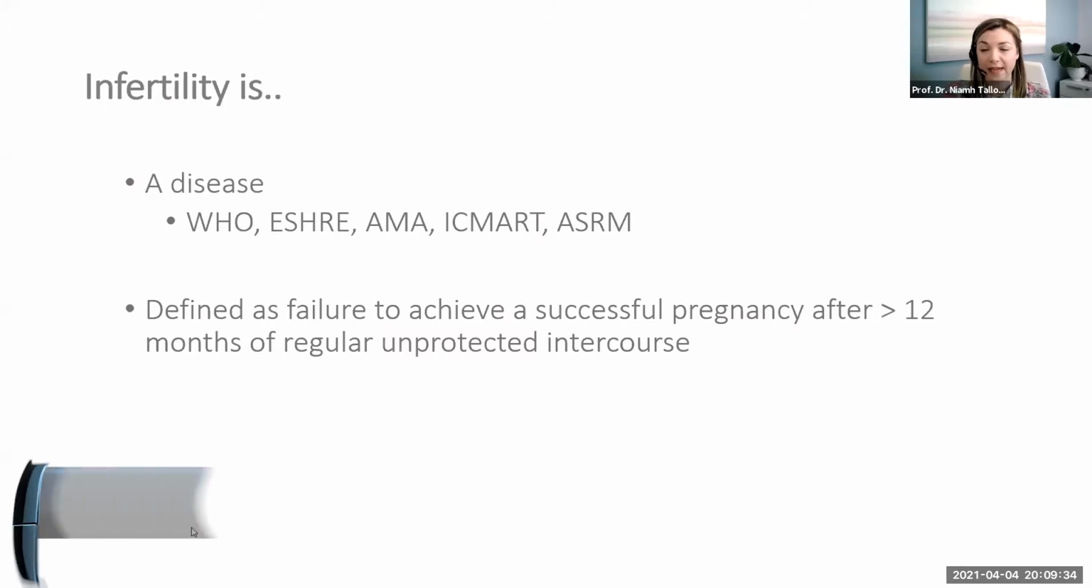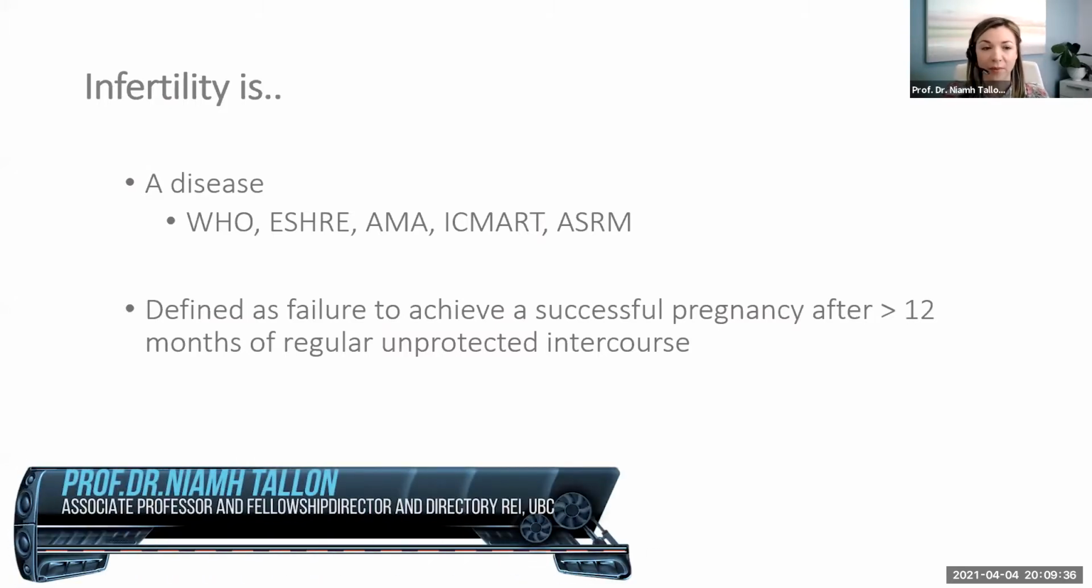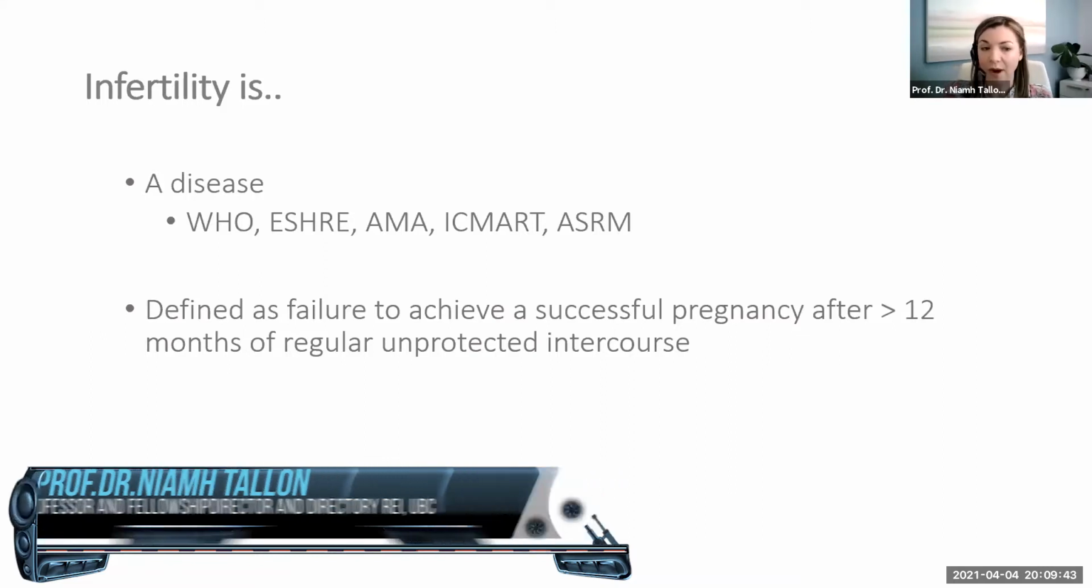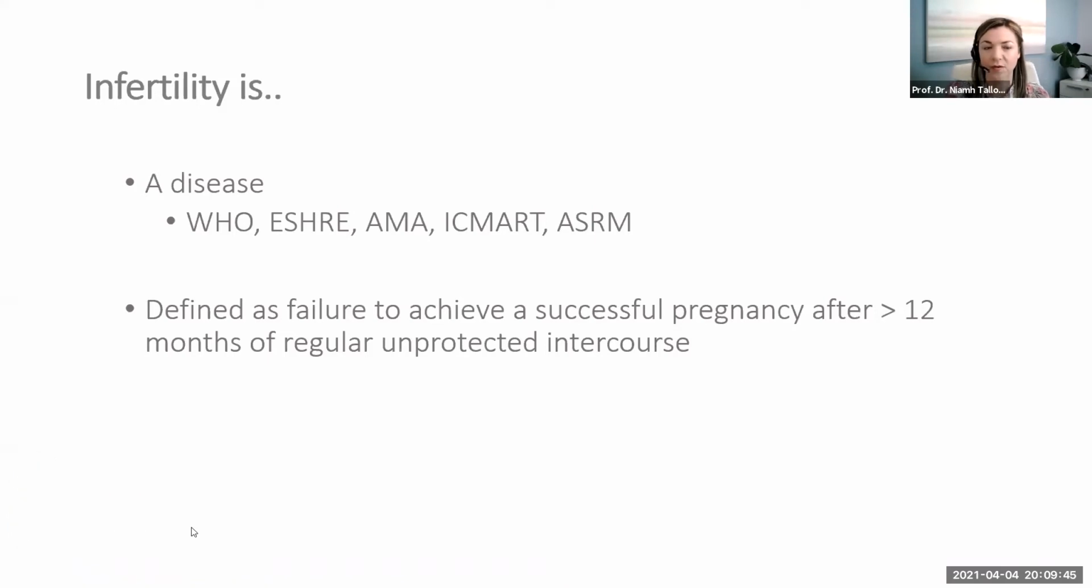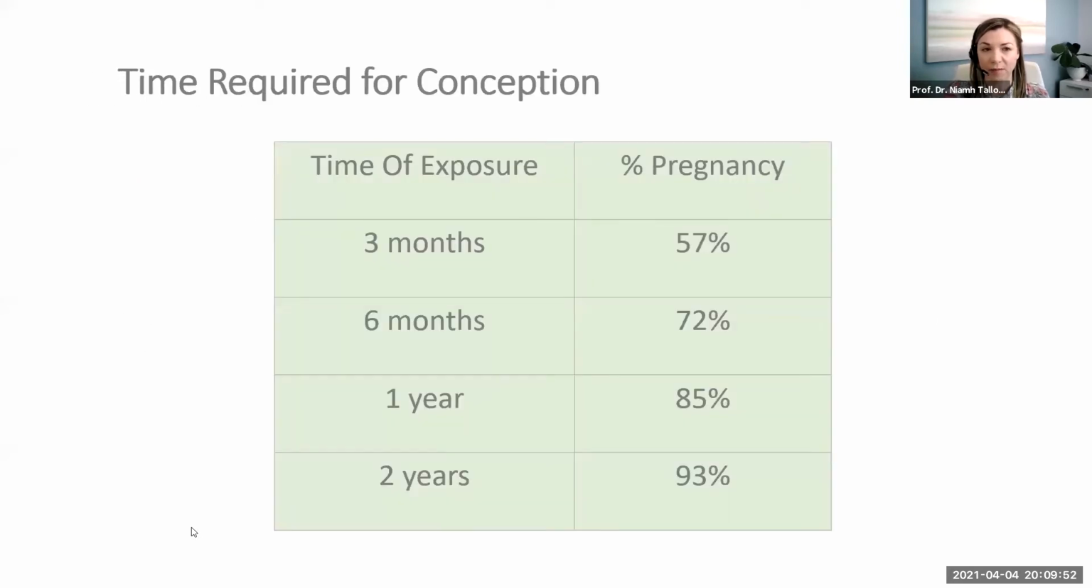So infertility is considered a disease by a number of working groups, and it's really defined as a failure to achieve a successful pregnancy after 12 months of regular and protected intercourse. There are different definitions out there, but this would be the most common and mainstream used.